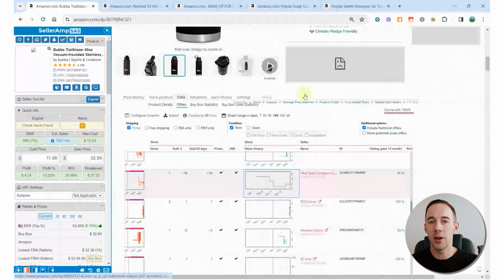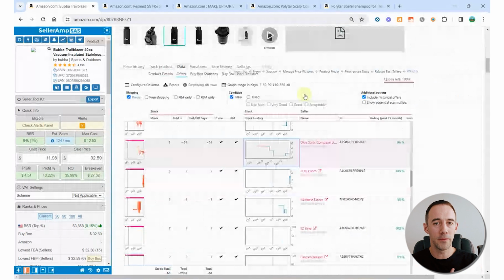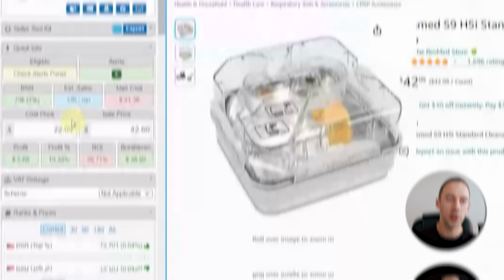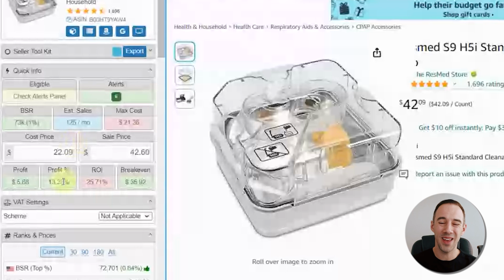So for me, when I say 30 to 40 units, I could probably feel pretty confident in that. And when I look at this, it helps me understand. Let's jump onto another product. We're going to do the cost price and sale price. Profit's okay. ROI is on the low side, but it's making $5 cash margin after all my prep fees. I'm pretty happy with that.